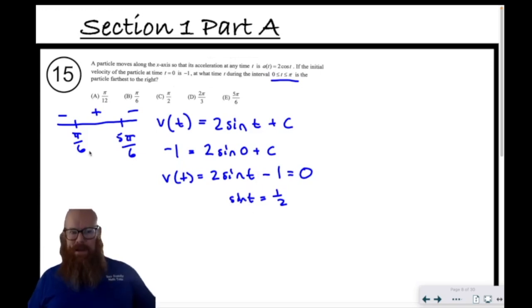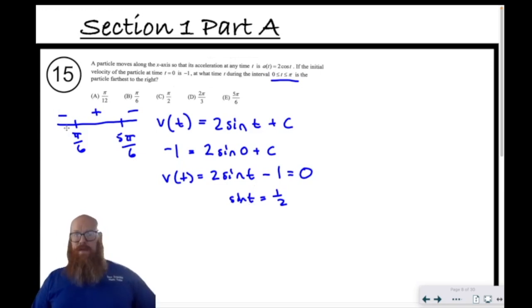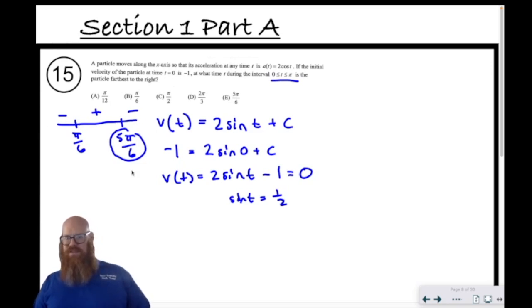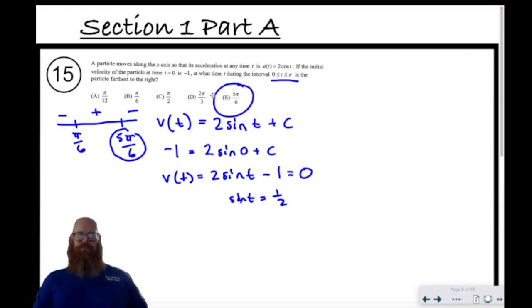So what's happening is the particle's moving to the left, then it's moving to the right for a while, and then it turns around and moves left for just a little while. So that means at 5 pi over 6, it's going to be furthest right. Because again, it moves left a little bit, then right for a while, and then left just for a little bit. So this is the farthest right that it will get. All right, so again, the sign of velocity tells us which direction we're moving. And in these rectilinear motion problems, we're just moving left and right.